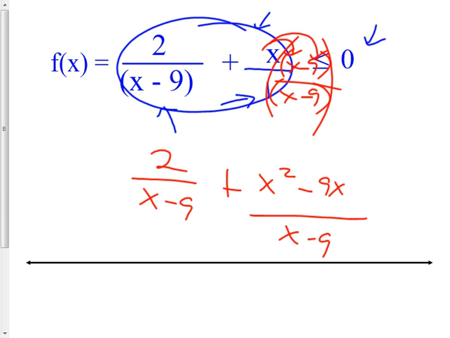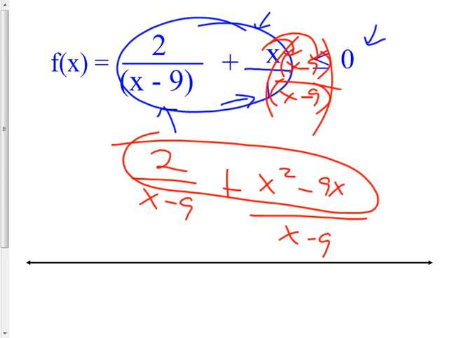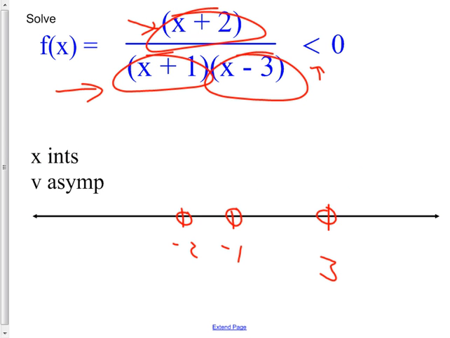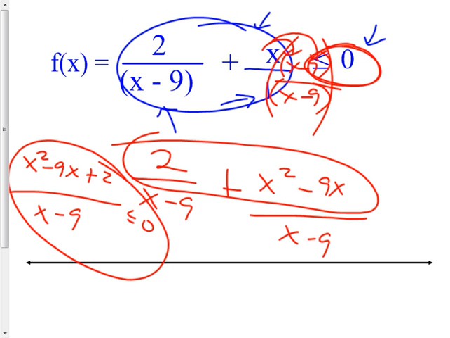Do they have a common denominator now? Yes, they do. And now they can be added together. The tops add together. The bottom stays the same. Final answer, x squared minus 9x plus 2 all over x minus 9. And it's still less than or equal to 0. Now it's a new problem, and now it looks just like this one. Except that hasn't been factored.